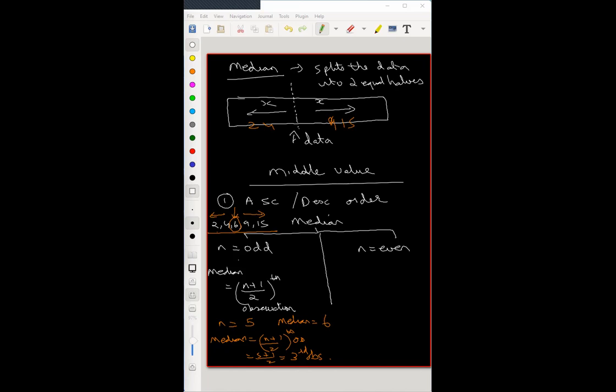So what you have written above, (n plus 1) upon 2, and after closing the bracket? th. (n plus 1) upon 2 th, third observation. Okay, sir. Thank you.